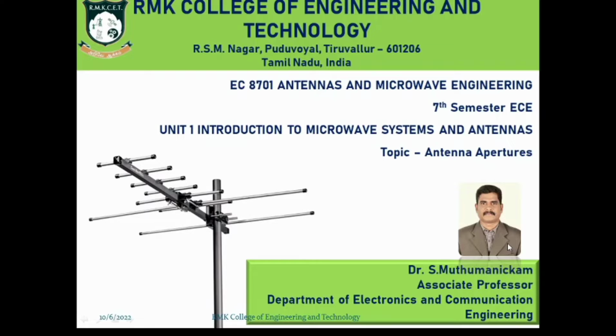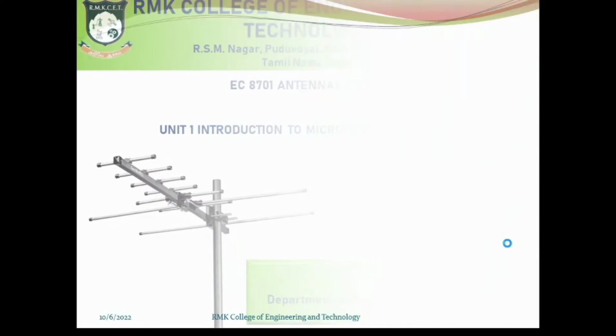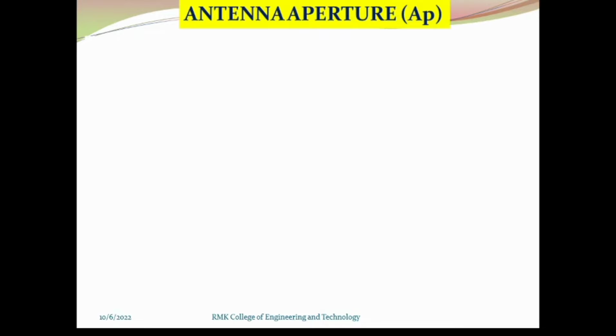So today's topic is antenna apertures. This topic is about the area over which the antenna can extract the power. So how much power can be extracted from an area, right? This is the estimation of the area, right? It is not the estimation of the power. So power reception from the area is called the aperture.